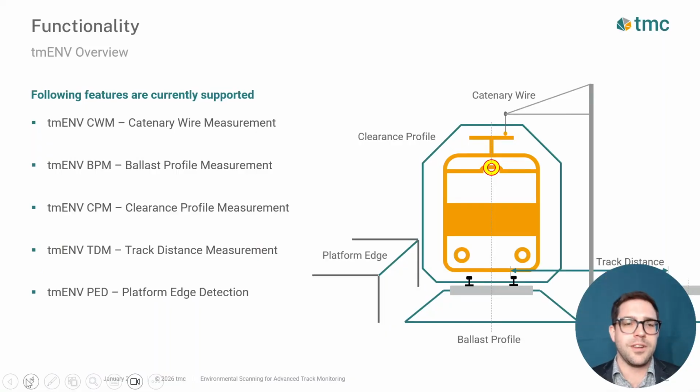Let's start with the functionalities of the tmENV. The functionalities we will present today are the catenary wire measurement, the ballast profile measurement, the clearance profile measurement, the track distance measurement, and last but not least, the platform edge detection. All of these features have dedicated functionalities, especially designed for the track maintenance process.